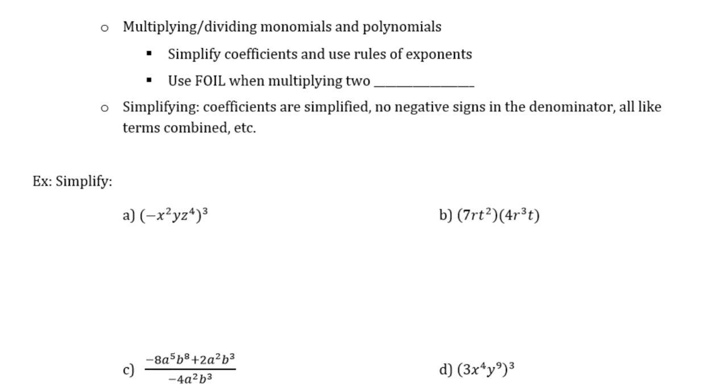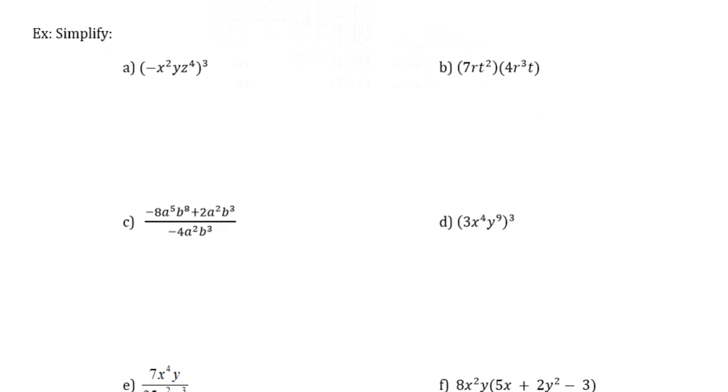All right, so finally, when we multiply and divide monomials and polynomials, basically general rules, I want to simplify coefficients and keep in mind those rules of exponents. If I happen to have two binomials, two-term polynomials at the same time, we want to FOIL. So in this first example, we're raising a product to a power just like we did before, so I'm going to distribute that third power to everything inside the parentheses. So I have a negative x squared to the third, that's going to give me negative x to the sixth, y to the third, and then a z to the fourth to the third, that's going to give me z to the 12th. So nice and straightforward, that one.